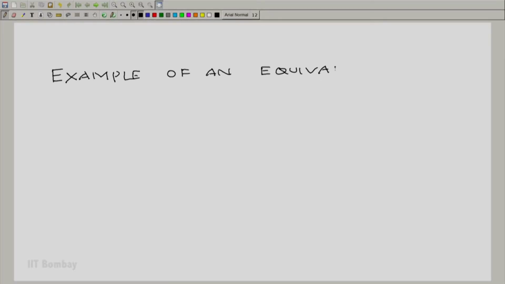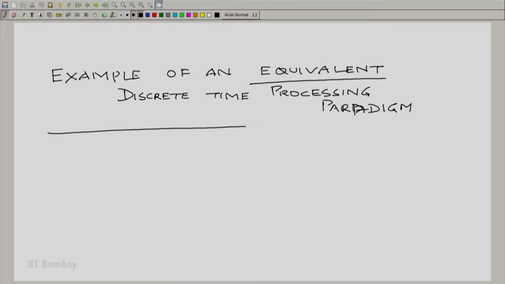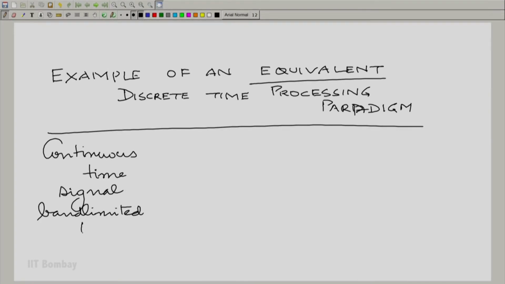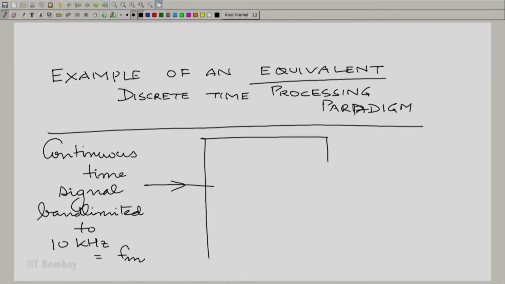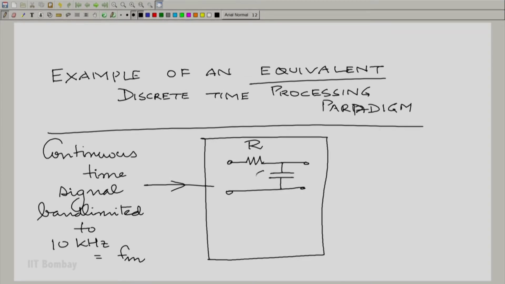We are now growing more and more confident of how we can process a continuous time signal which is band limited in an equivalent discrete time framework. Let us take an example to illustrate the point now. Let us assume we have a continuous time signal band limited to 10 kilohertz. We wish to process this using a simple RC circuit.